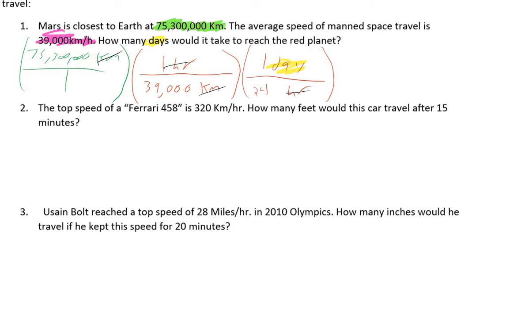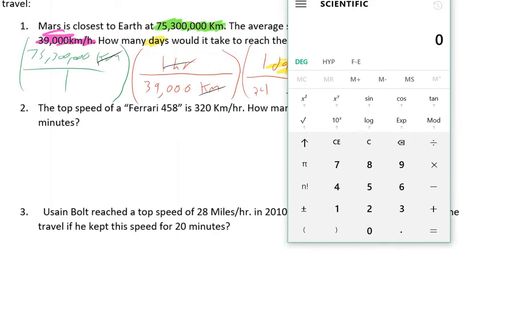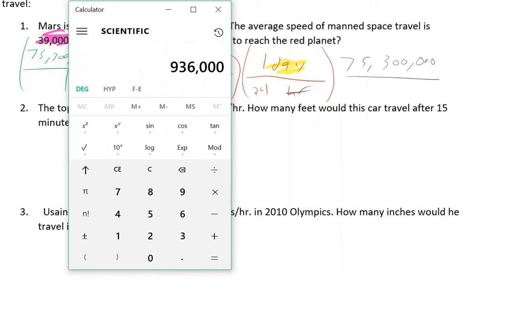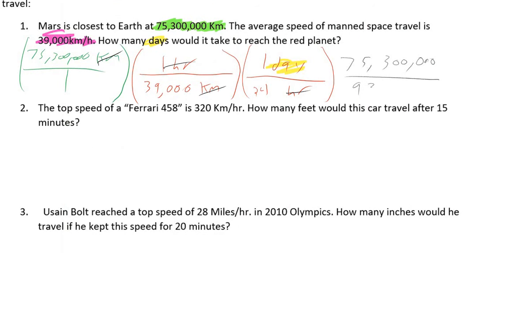All right, then we just multiply our numerators, and we're left with 75,300,000 over our denominators after those have been multiplied. So let's go ahead and put that in, 39,000 multiplied by 24, and that gives us 936,000, and the units that are left over are days.